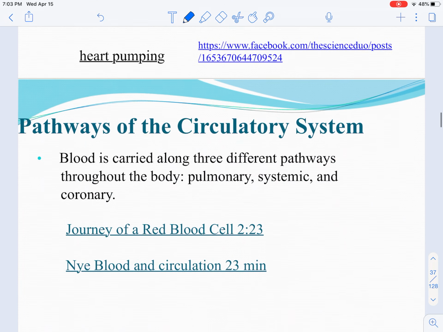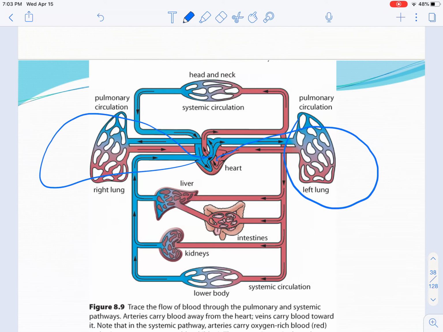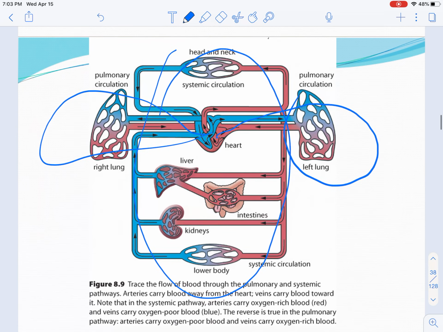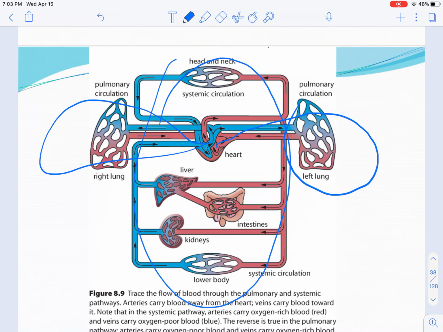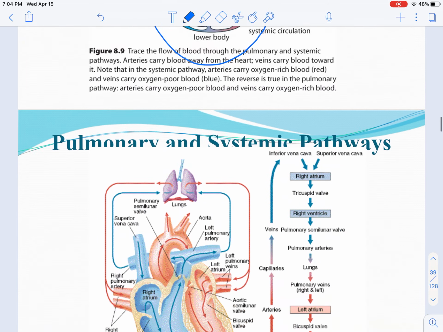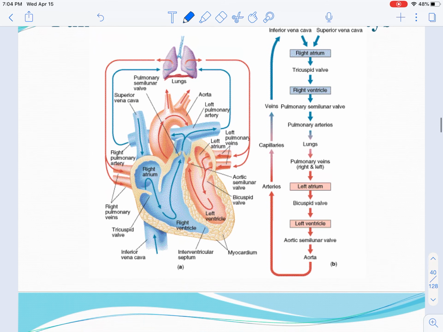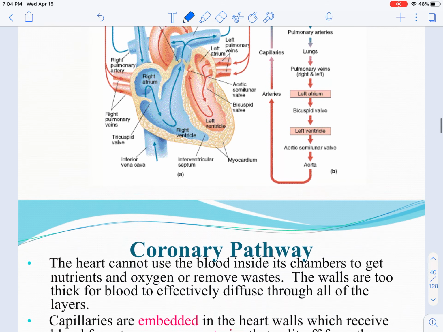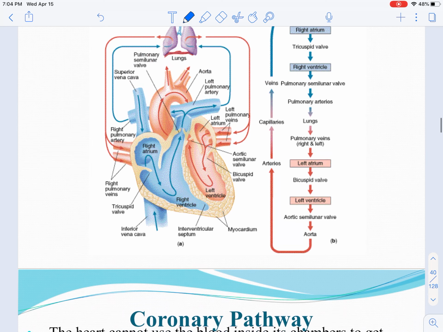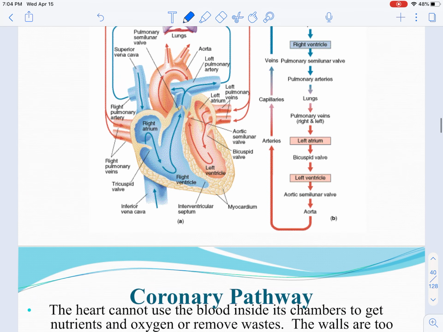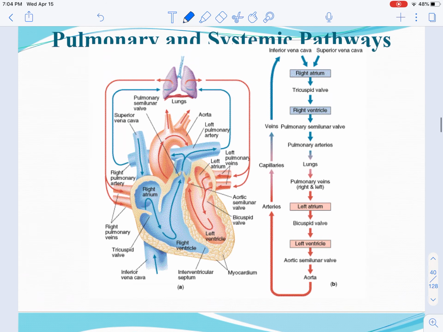For the pathway, we talked about how the heart has the pulmonary circulation where it sends blood to the lungs and back, but it also has systemic circulation where it sends it to the body and back. On top of that, the blood is actually feeding the heart muscle itself. And so we have to realize that there is this cardiac circulation, or coronary circulation, that's sending blood right to this heart as well.